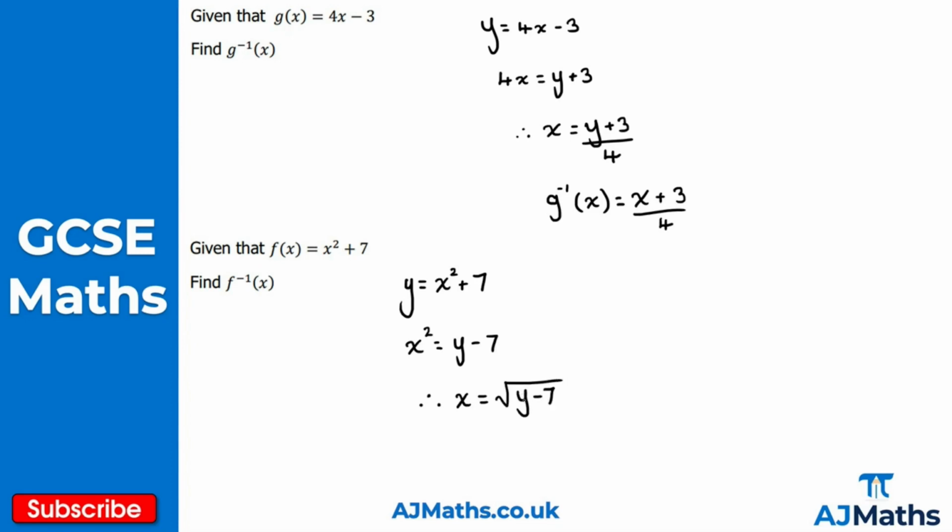Now, just a quick point here. We only take the positive solution. So what we need to do now is write this in the correct form with the correct notation. So this is f inverse, f inverse of x here. And now replace any y's with x. This is the square root of x minus 7 there. And there we have it. So the square root of x minus 7 for f inverse of x.